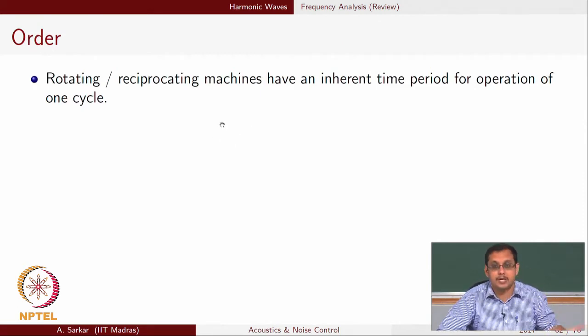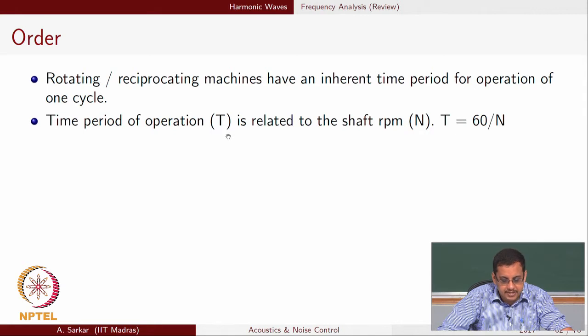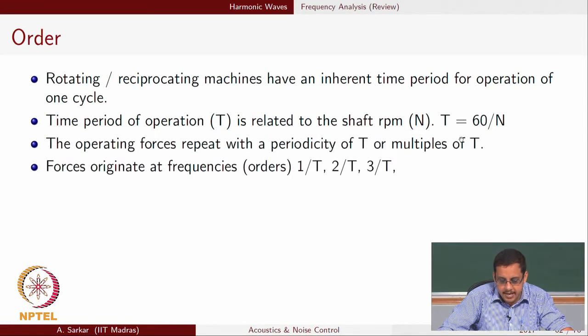Associated with the operation of such machines, we have an inherent time period for the operation of one cycle. So, if the time period of operation is capital T, that will be related to the shaft RPM as 60 by N. In case of a 4 stroke engine, this will in fact be 120 by N, because 2 cycles of the shaft rotation lead to 1 cycle of the combustion. So, the associated fundamental time period will be 120 by N. The operating frequencies will repeat with a periodicity of T or multiples of T.